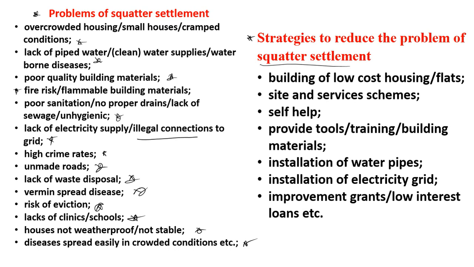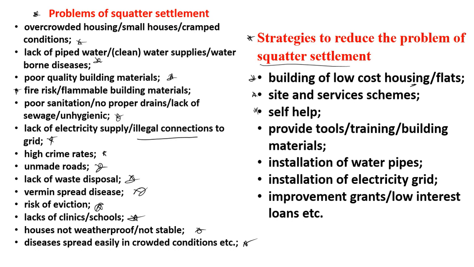You have to build low cost housing such as flats. You create the site and service scheme, where you create a plot of land and allocate it to them, and create services within it, so people will now be able to build low cost houses. You give them loans to do that. That's the site and service scheme.